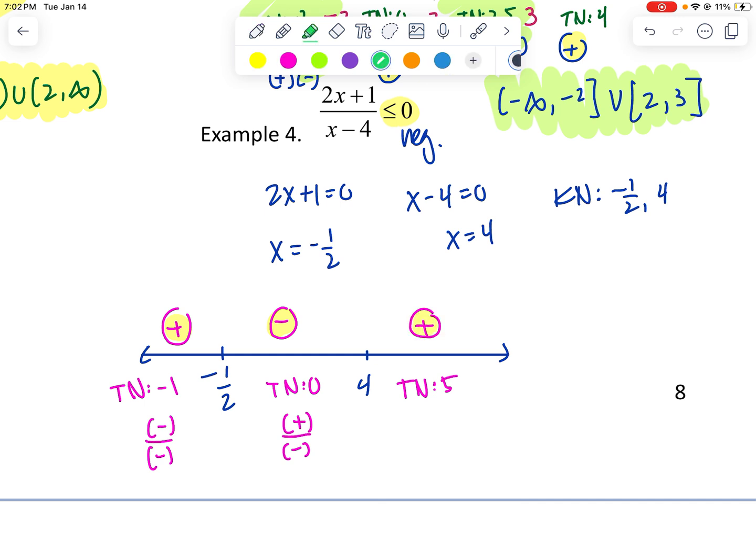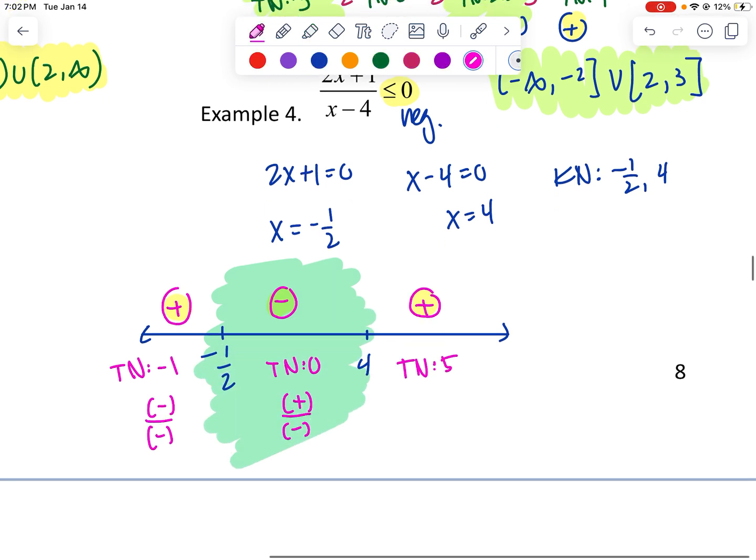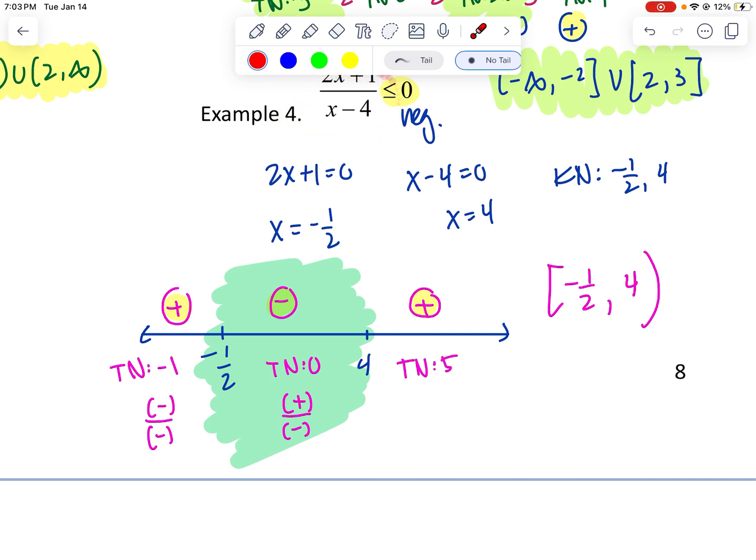All right, again, you're looking for the negative interval. So this time around, it's going to be hard bracket -1/2, comma, 4. And 4 is a soft bracket because if I plugged 4 back into my original one, it would have 0 in the denominator, so that would not be a hard bracket. All right, go ahead and try example 3.